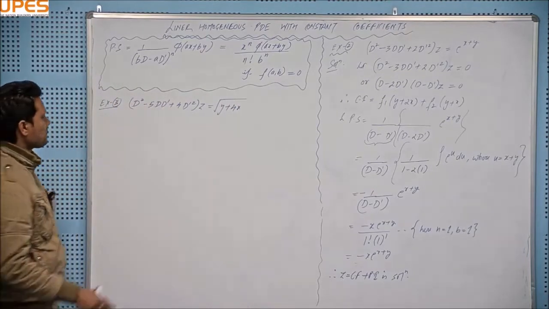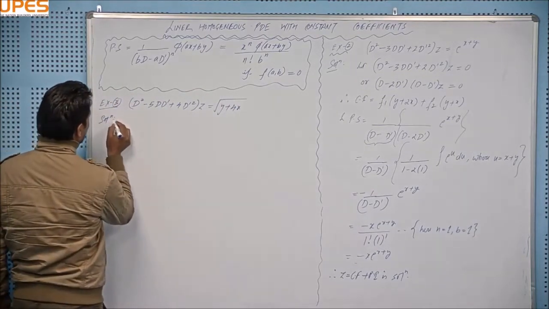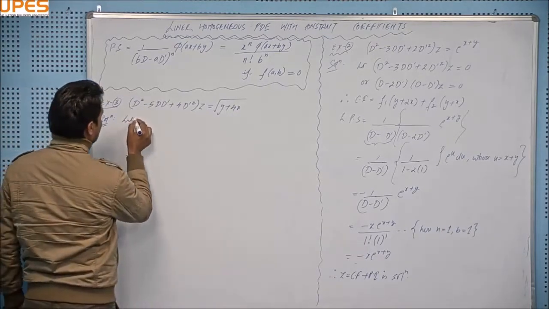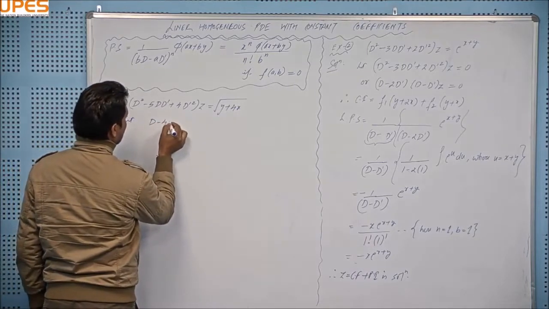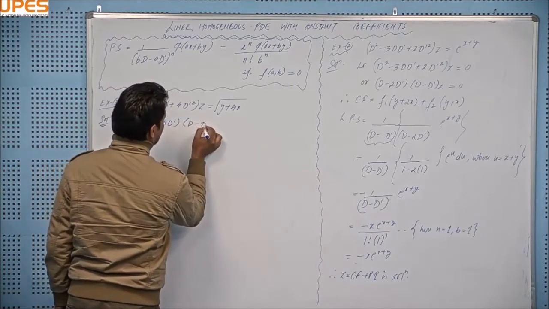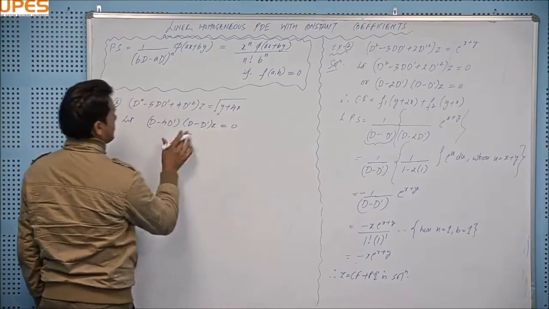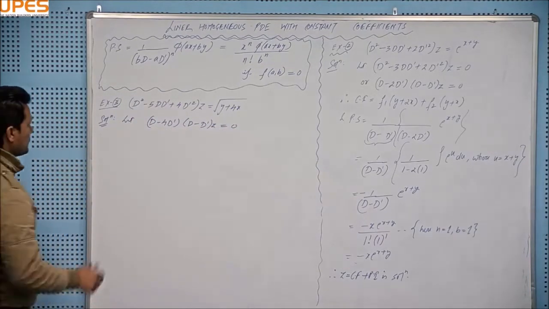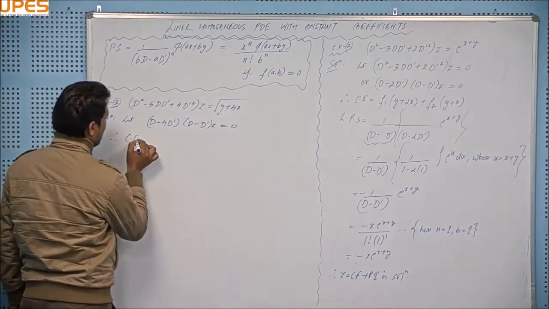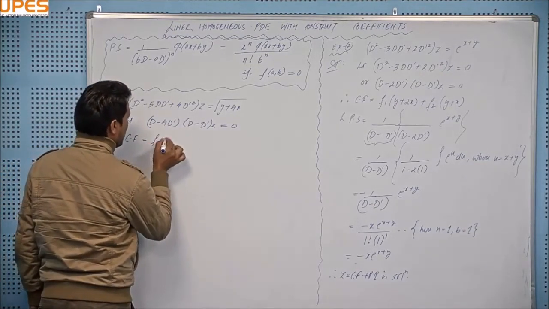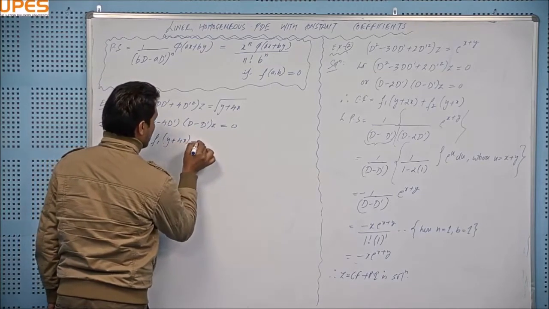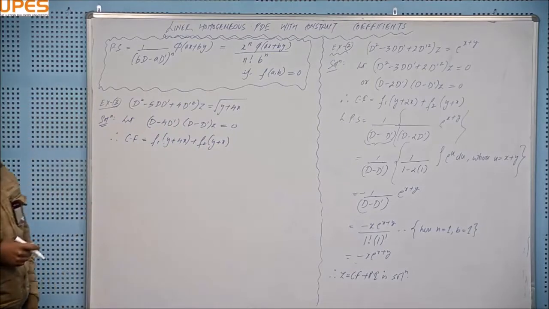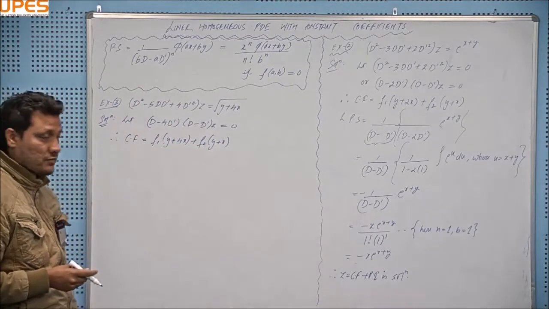Okay, then the solution will be, should I write the complementary function directly, or let me factorize this first? (D - 4D')(D - D')z equal to 0. Yes, right. Okay. Then the complementary function will be written as f1(y + 4x) and f2(y + x) is the complementary function. You can write it easily, where f1 and f2 are arbitrary functions, right?